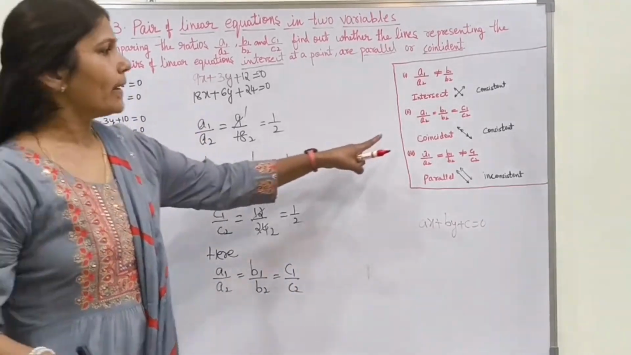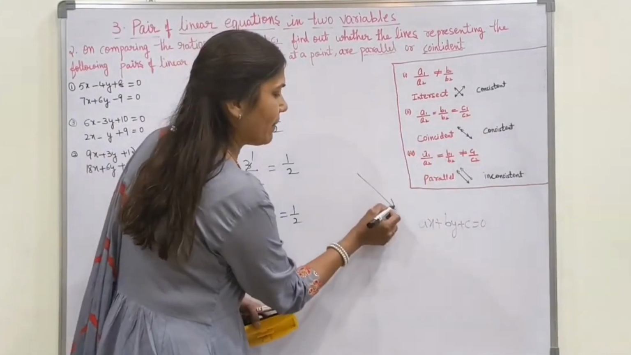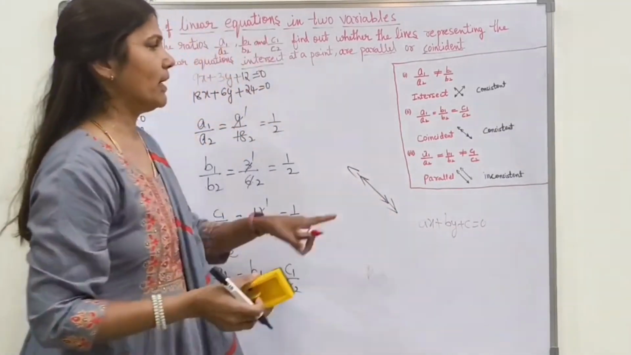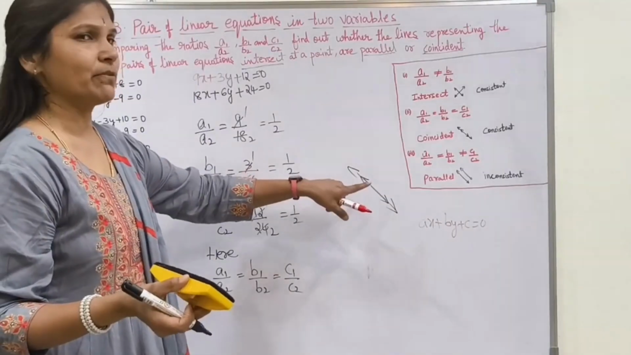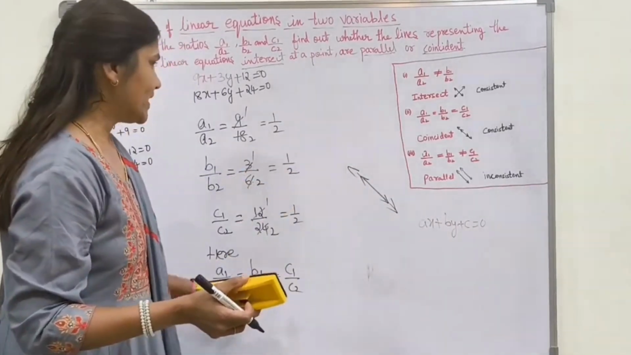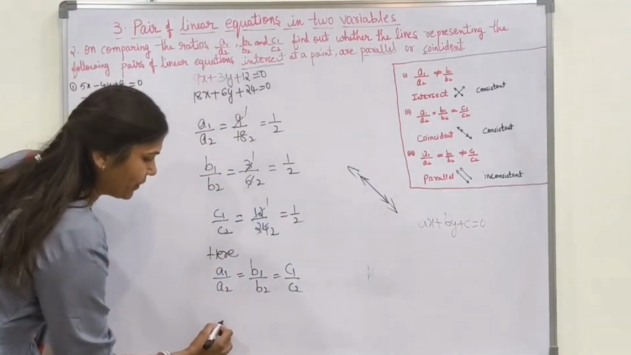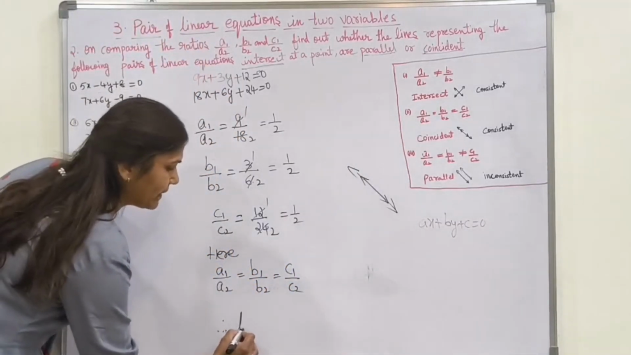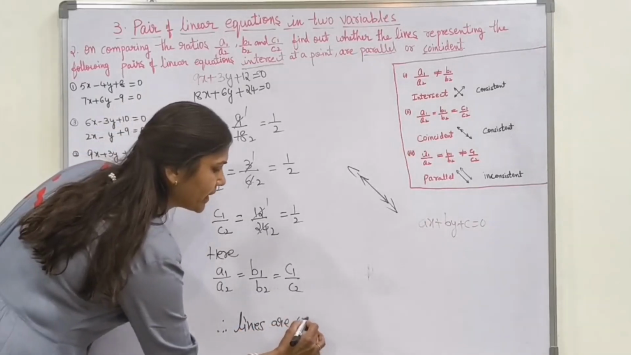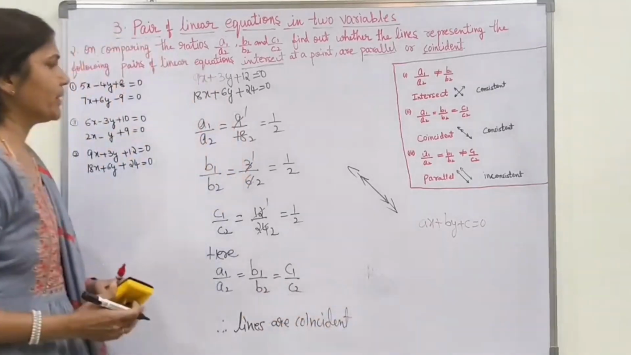See here, all are equal means which lines? Coincident lines. Coincident means one line overlaps another; one line is there, and one more line comes on top of it. It is called coincident lines. Coincident means overlap. So this is which type of lines? Coincident lines. Therefore, the lines are coincident. Only this.